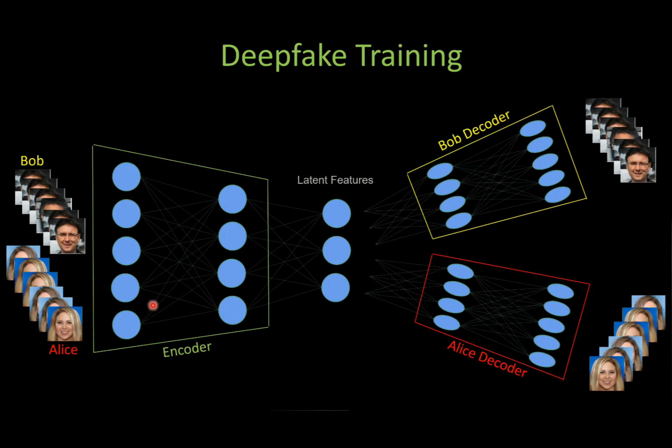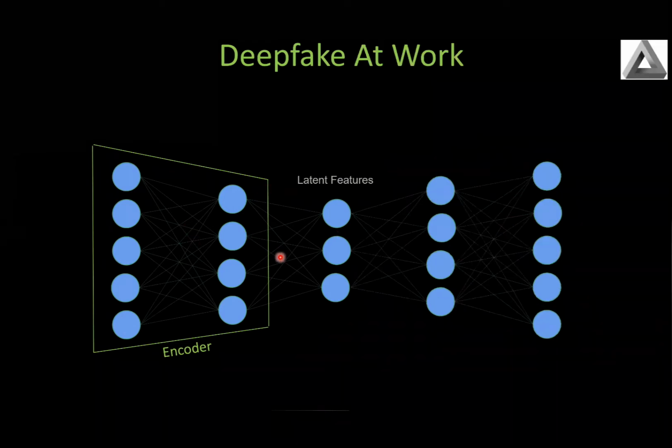We're going to force this encoder to learn how to reduce the representation down for both Alice and Bob. So when it says smiling, looking to the left, it's learning how to do that for both Alice and Bob. Okay, now this is where the magic of deepfakes comes in.